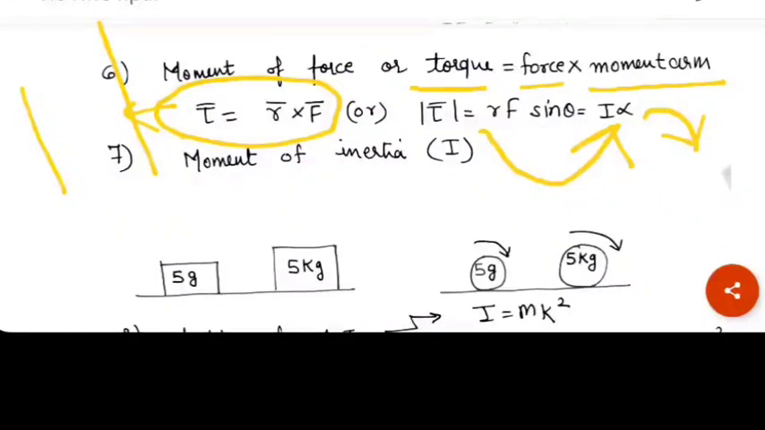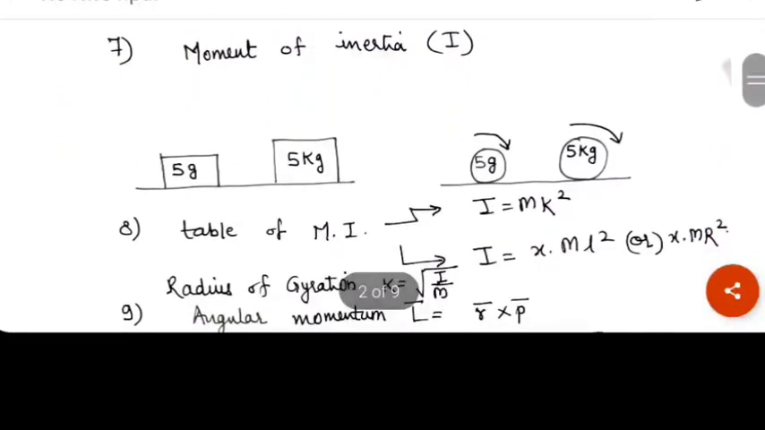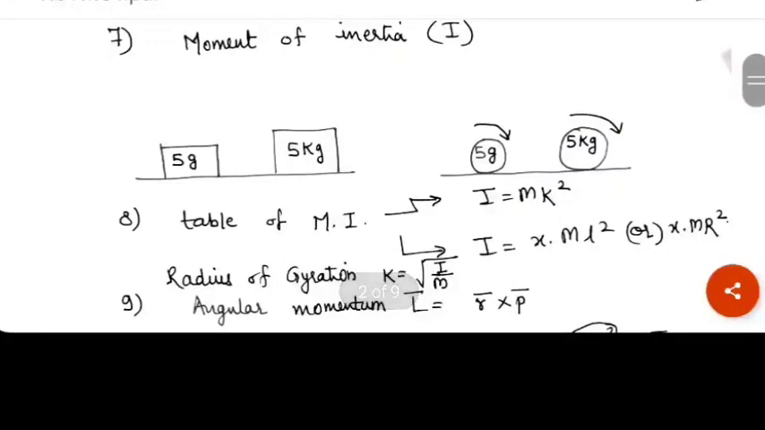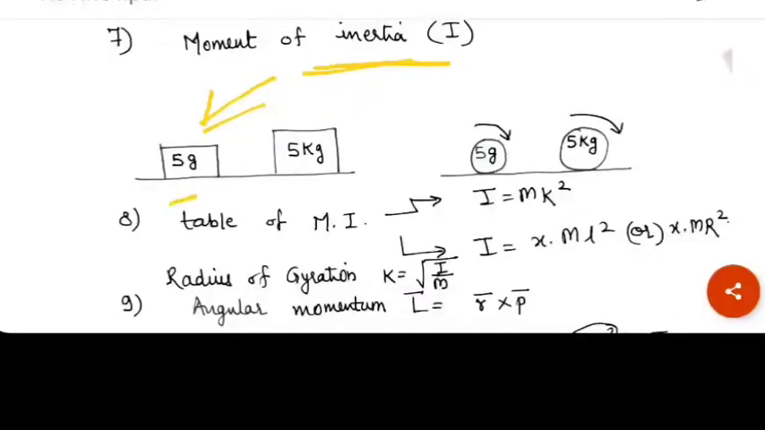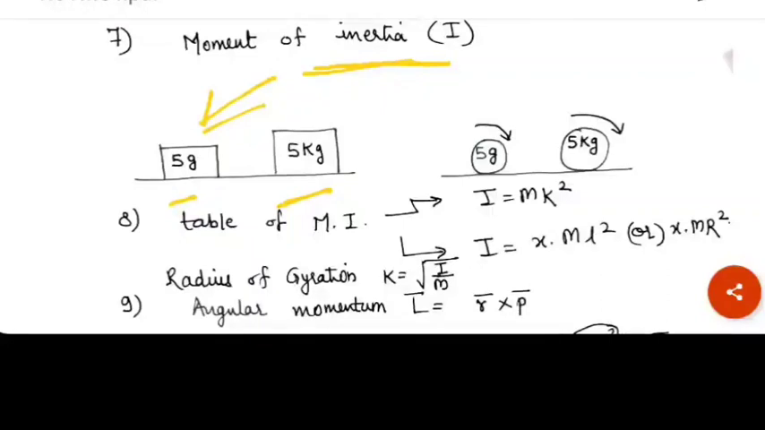Next is moment of inertia. So the word inertia refers to this situation where we are considering two masses, 5 gram and 5 kilogram. If I ask you a question, which mass is easy to move, or if they are in the motion state, then which mass is easy to stop? Certainly, even a child will give the answer: 5 gram.